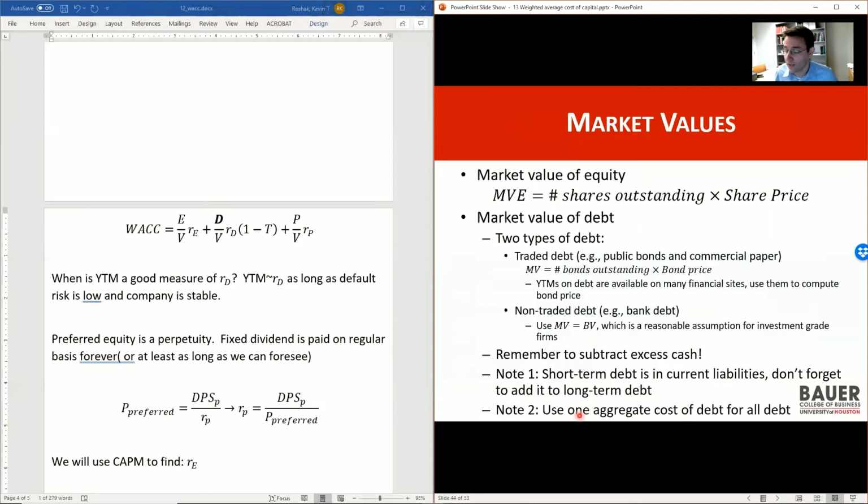And generally, we're only going to have one cost of debt. So if you've got a bank loan and bonds, for example, you're only going to have one cost. The risk of that debt should be the same, really. As long as these bonds aren't complicated or weird, the risk on the bank debt should be about the same as the risk of the bonds. So in that case, we're only going to use the yield to maturity on the bonds. We'll use that discount rate for all of the debt.